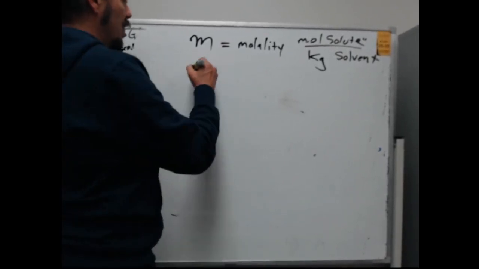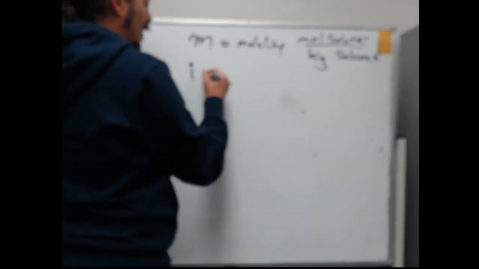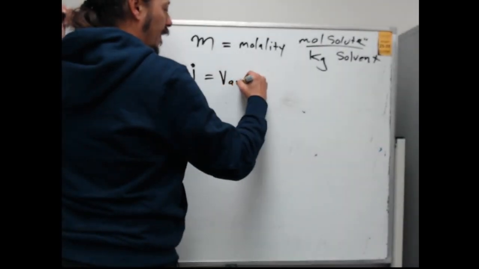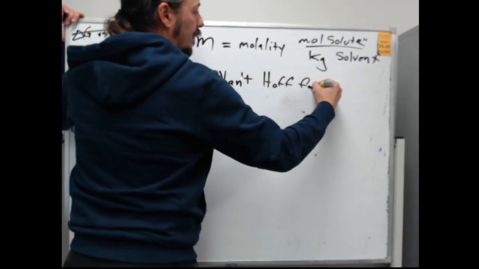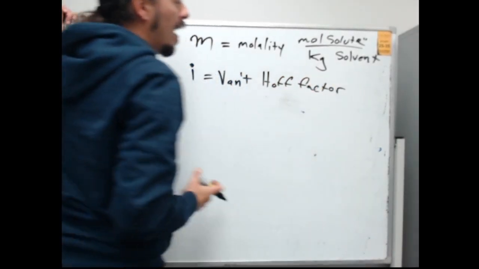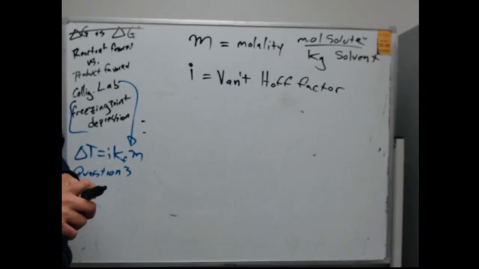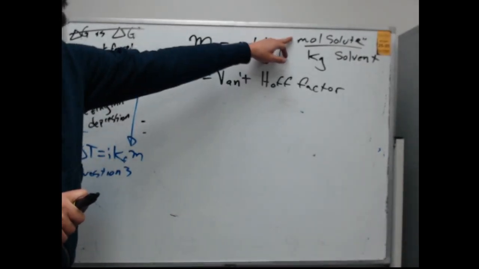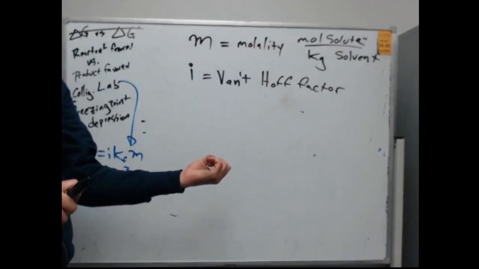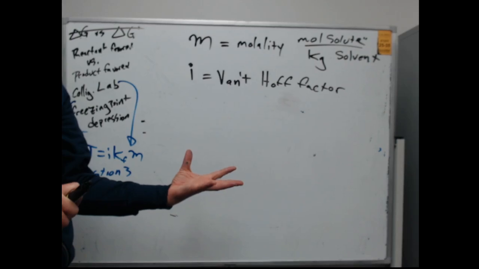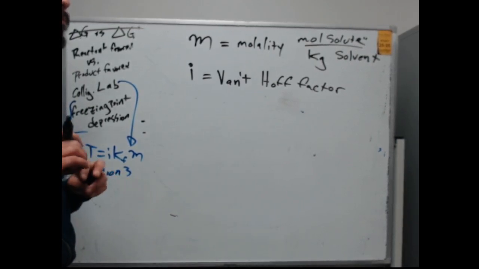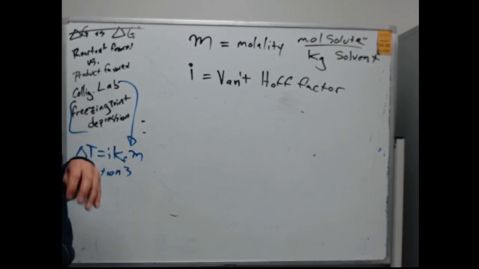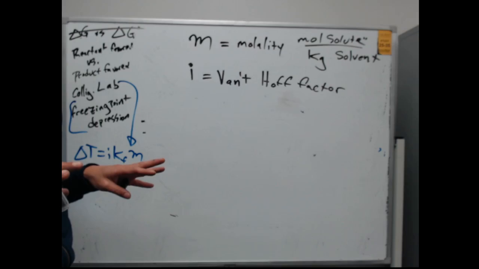And then we also use this idea of i, which is called the Van't Hoff factor. The Van't Hoff factor is there to take into account that sometimes we've got a certain moles of solute, but then that solute dissolves in water and changes when we put it into water. It's not really reacting with the water, but it's putting more things into the water than we're expecting.